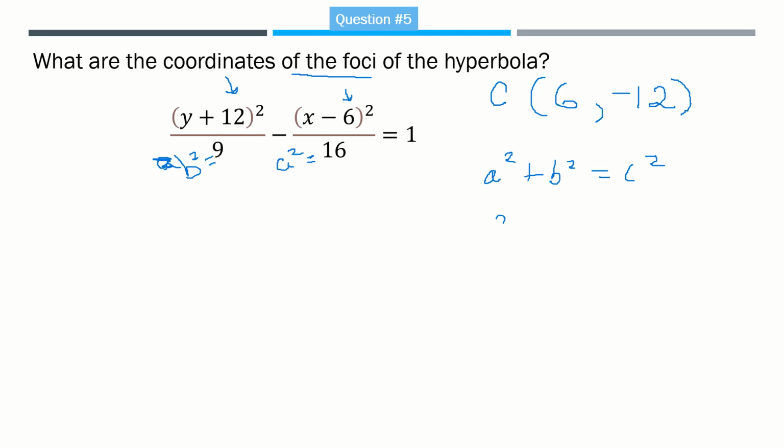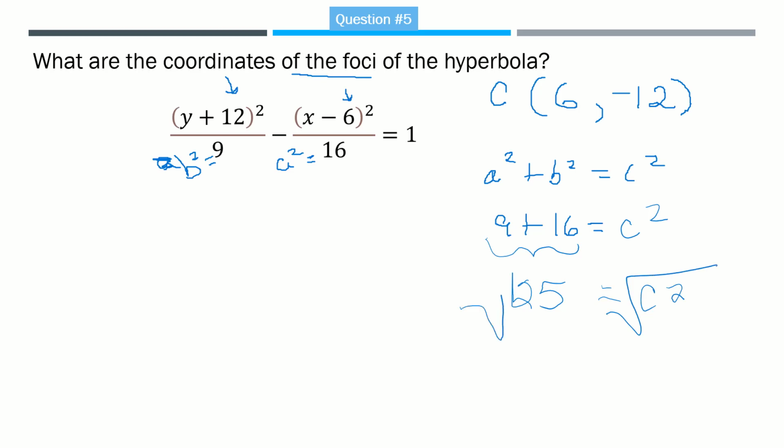So 9 plus 16 is equal to c squared. Nine plus 16 is 25. 25 is equal to c squared. Take the square root of both sides, and c is equal to plus or minus 5.